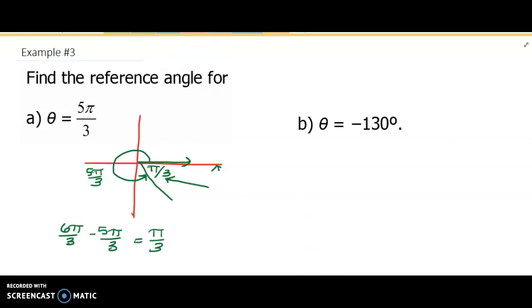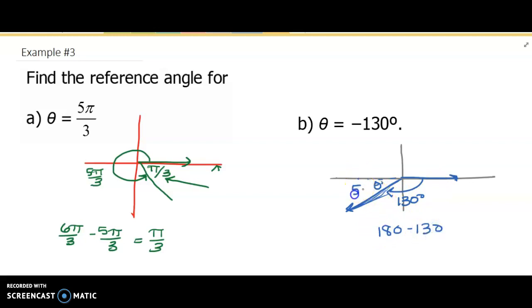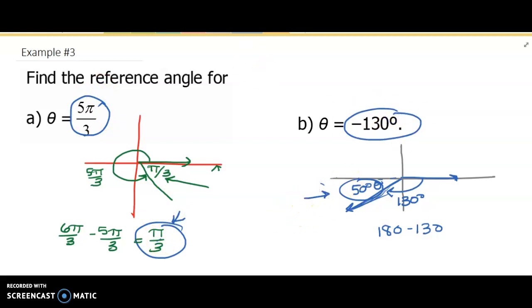All right, so if we look at B, if I draw this in standard position, and this is a negative, so I'm going this way, we're right here. Here's my terminal side. So if this is 130 degrees, my reference angle is going to go from the terminal side to the nearest x-axis, which is right here. If I went all the way, it'd be 180. So this is just 180 minus 130. So my reference angle would be 50 degrees. Now, if this is listed in radians, your reference angle should also be in radians. If it's listed in degrees, your reference angle should also be in degrees.